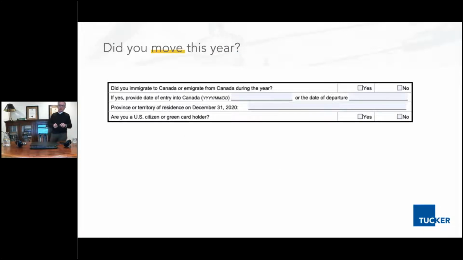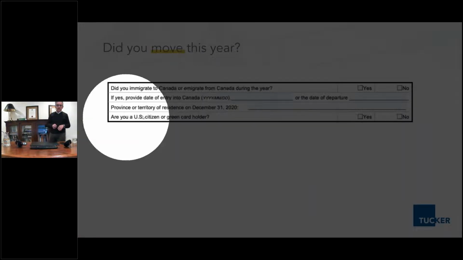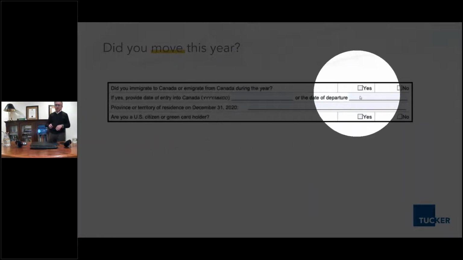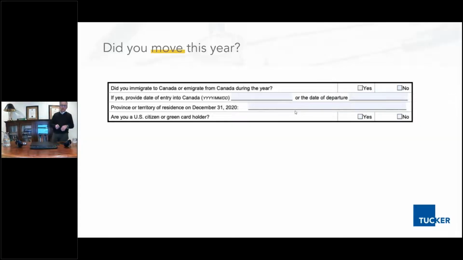This question isn't so much moving within Canada, but did you come to Canada? Did you arrive in Canada or immigrate? Or did you emigrate? And if so, then please provide the date that occurred. So date of entry into Canada or date of departure. The date of entry is usually pretty straightforward. The date of departure is more problematic.